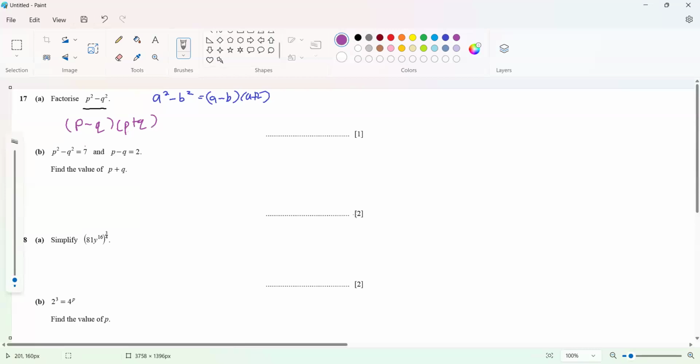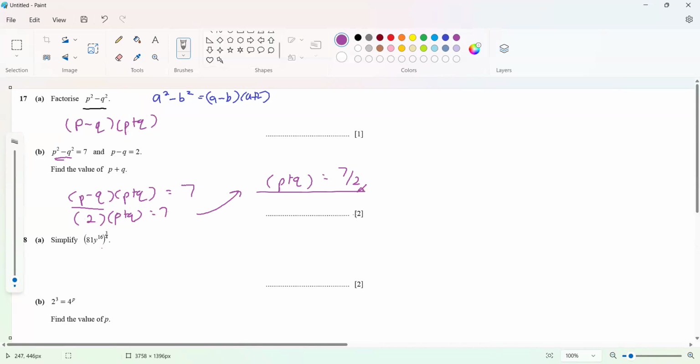That's about it. So in part B, p squared minus q squared equals 7 and p minus q equals 2. Find the value of p plus q. In other words, you've already broken it down earlier. So p minus q, p plus q equals 7. We know p minus q is 2. So 2 times p plus q equals 7. In other words, p plus q has to be 7 over 2.